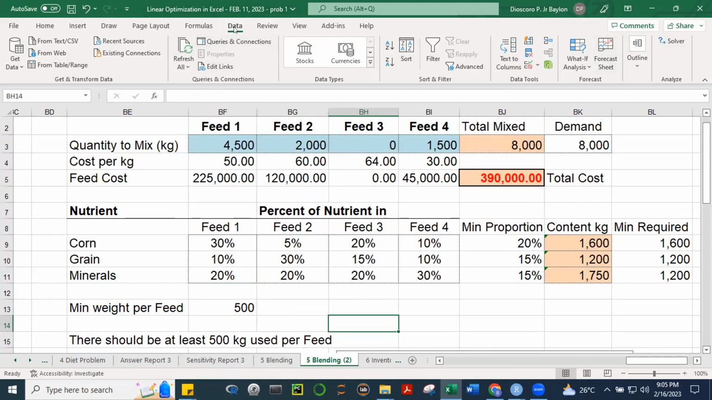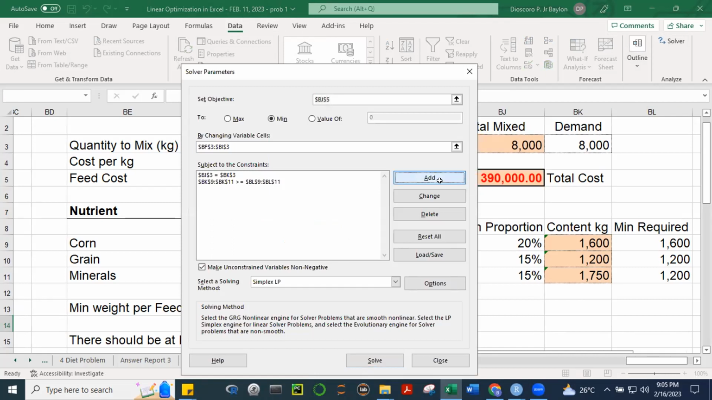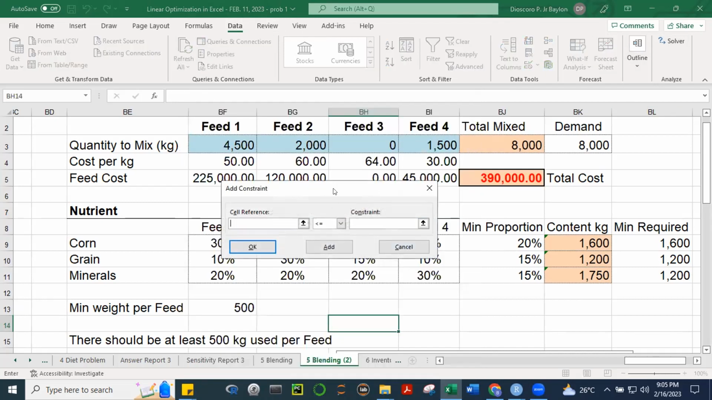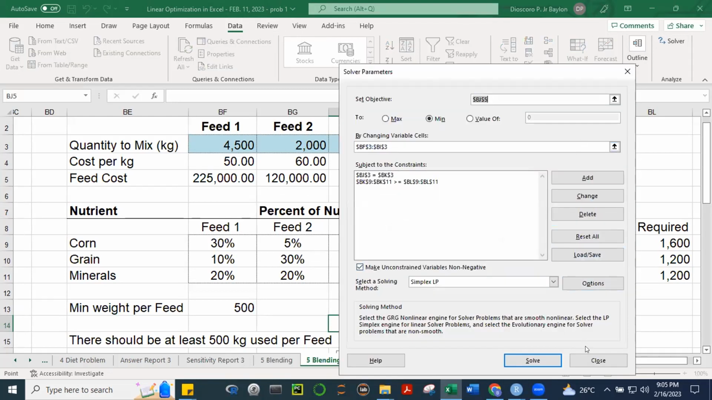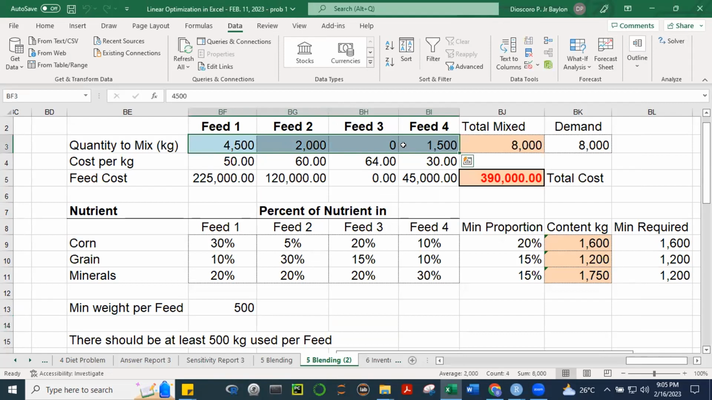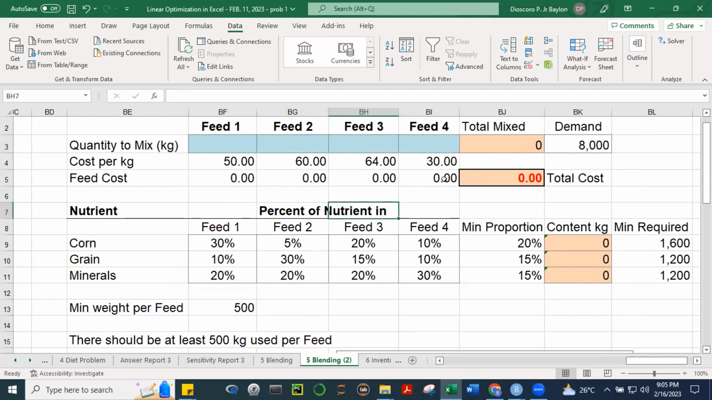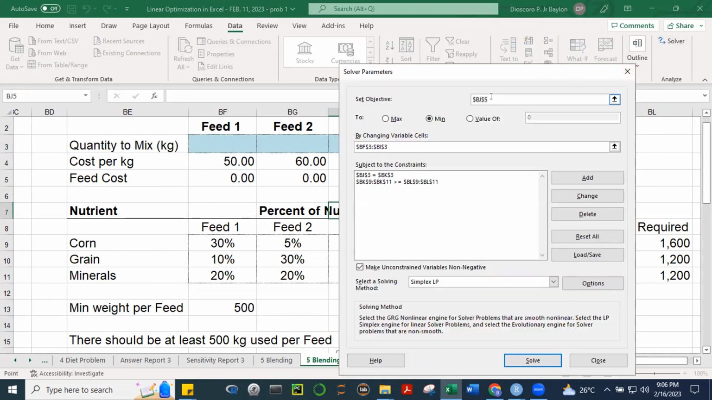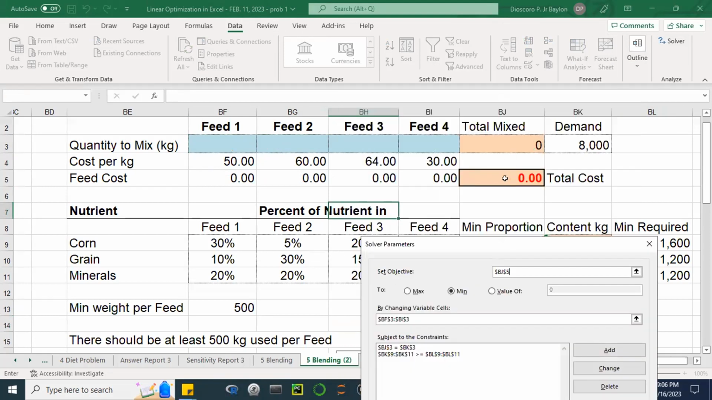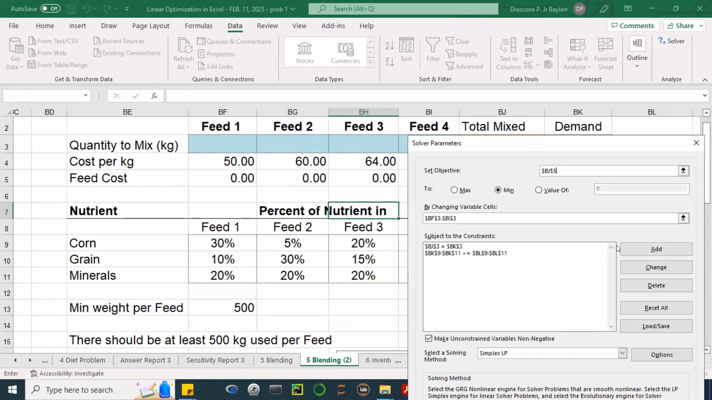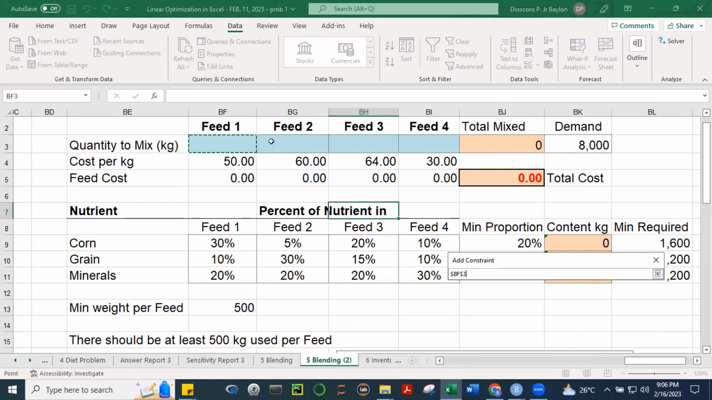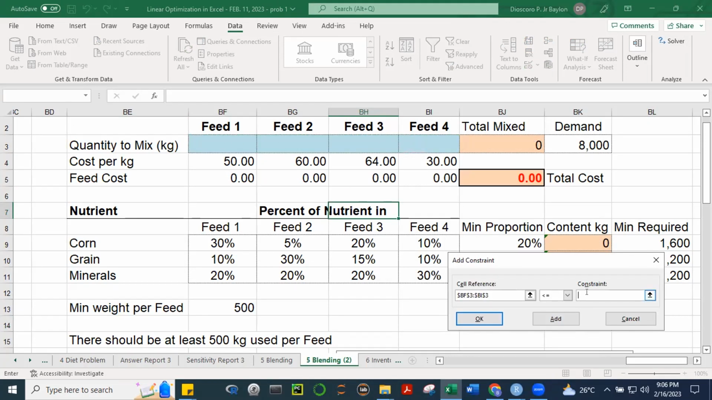Okay, so Data, Solver, and we will just add a constraint here. Let me cancel this first and close, and then let me delete this, so that in the answer report, the original is 0. All right, Solver, same objective function, same minimization, same decision variables. But for the constraints, we will add that for each feed, the minimum should be 500. All right. The minimum of the feed should be 500.